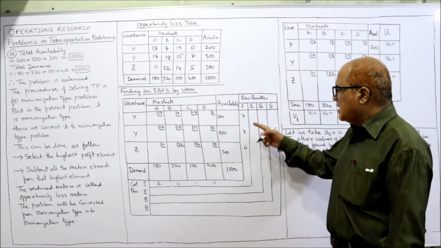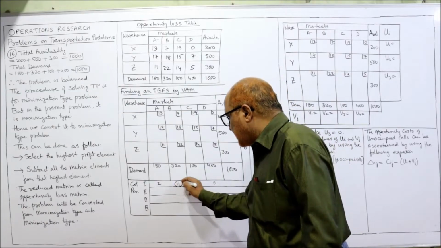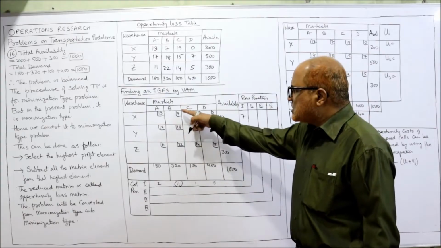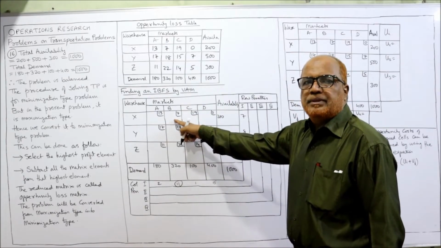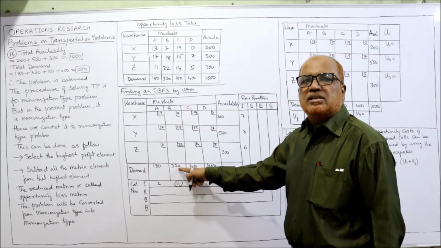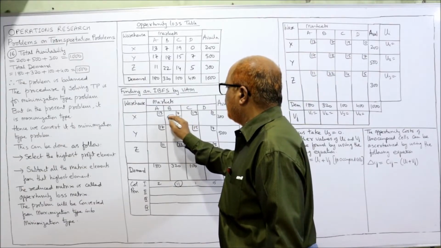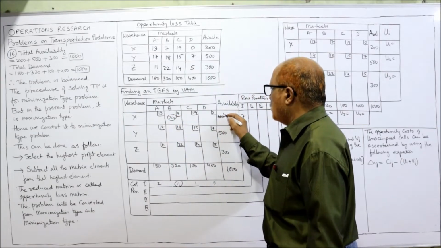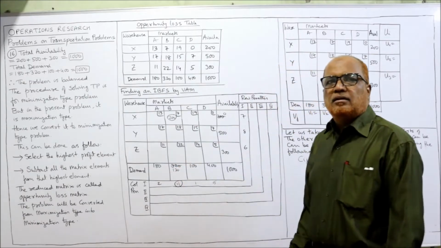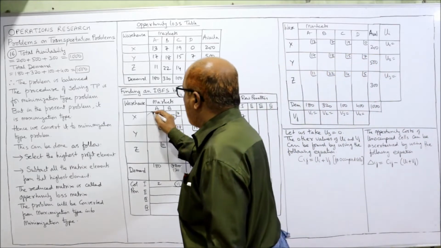Select the highest penalty: 7, 8, 6, 5, 1, 11. So 11 is the highest. Circle it. In which column are we getting 11? The B column. The minimum cost in this column is 7. Fill up this cell. The row total is 200, the column total is 320. Whichever is less, 200 is less, so I am allocating 200 here. This will become 0, and 320 minus 200 you will get 120 remaining. Now the row has become 0, so the row will be blocked, as usual.